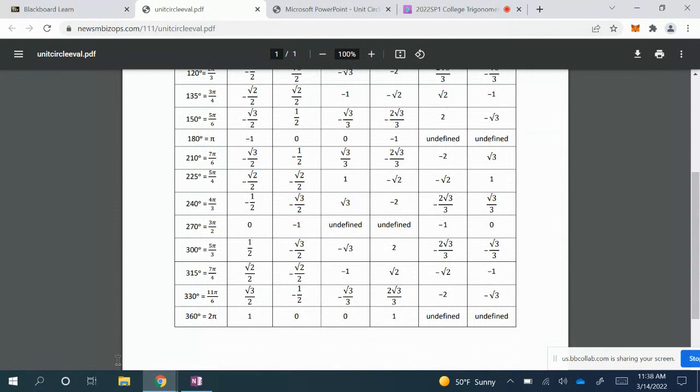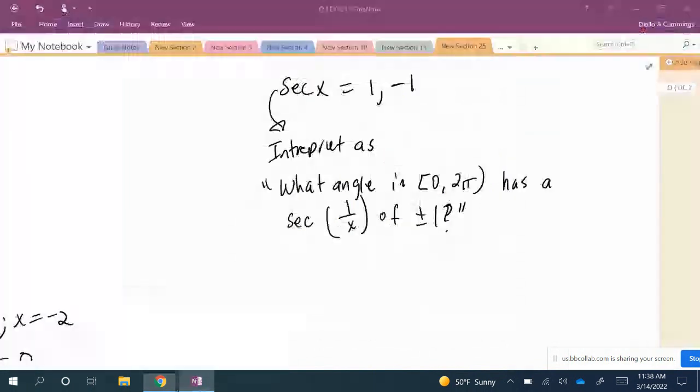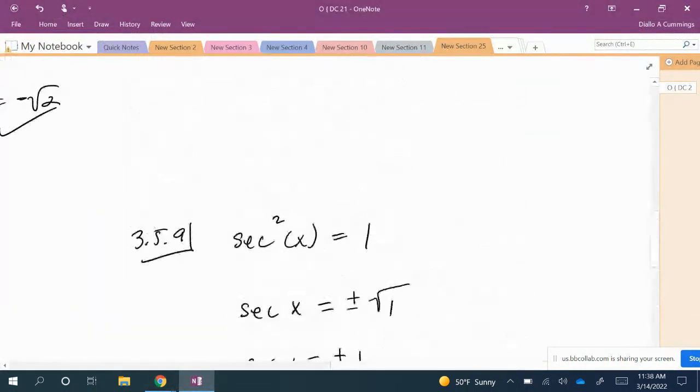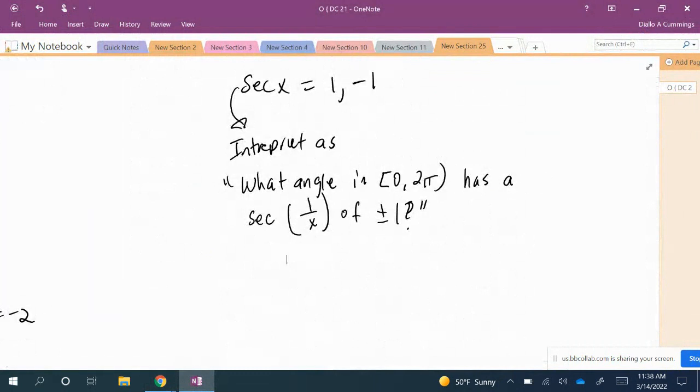And notice that I also see that 2 pi has a secant value of 1. But keep in mind that we cannot include 2 pi as a solution, because our interval is from 0 to 2 pi, but not including 2 pi. All right, so we have two solutions. So x is equal to 0 and pi.